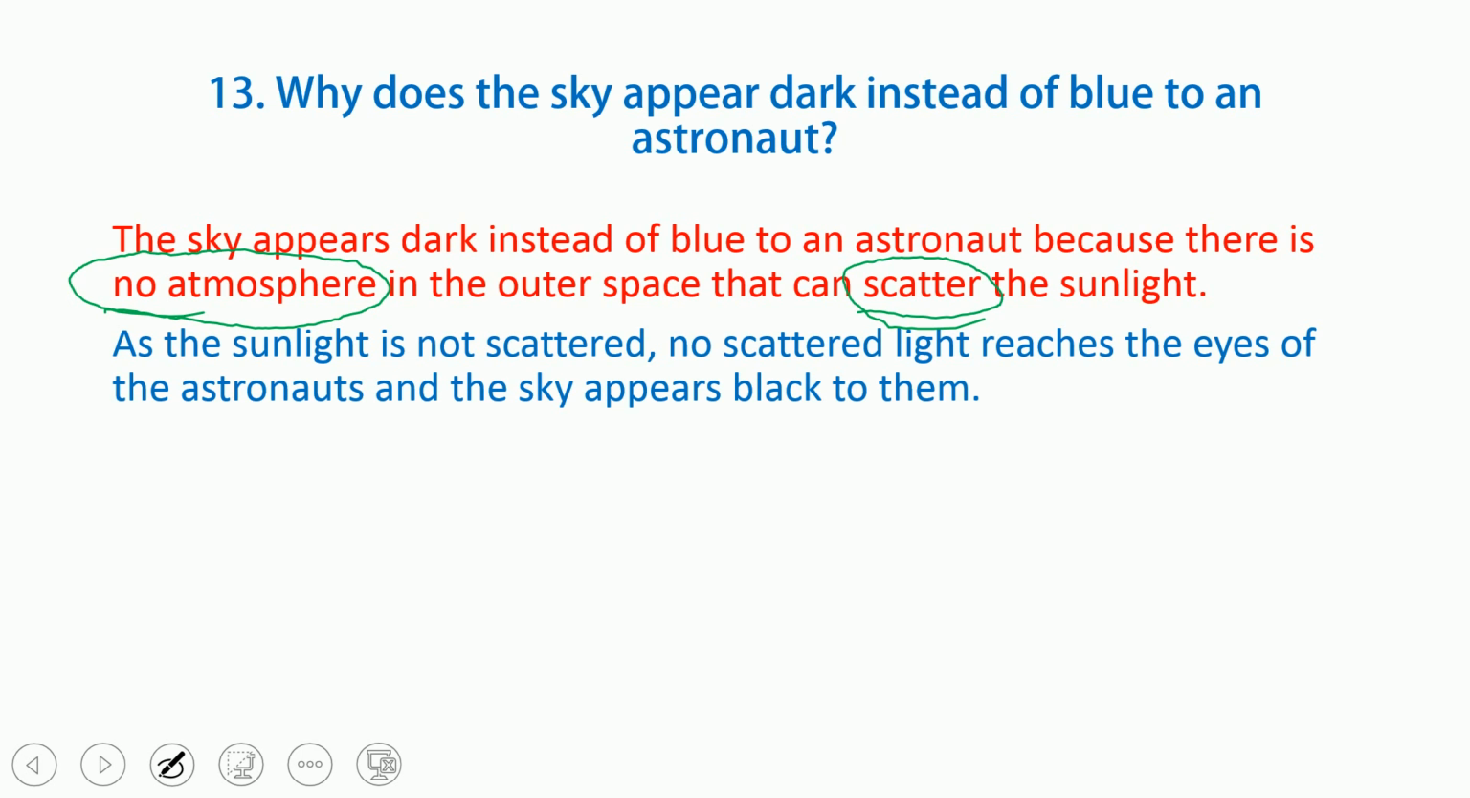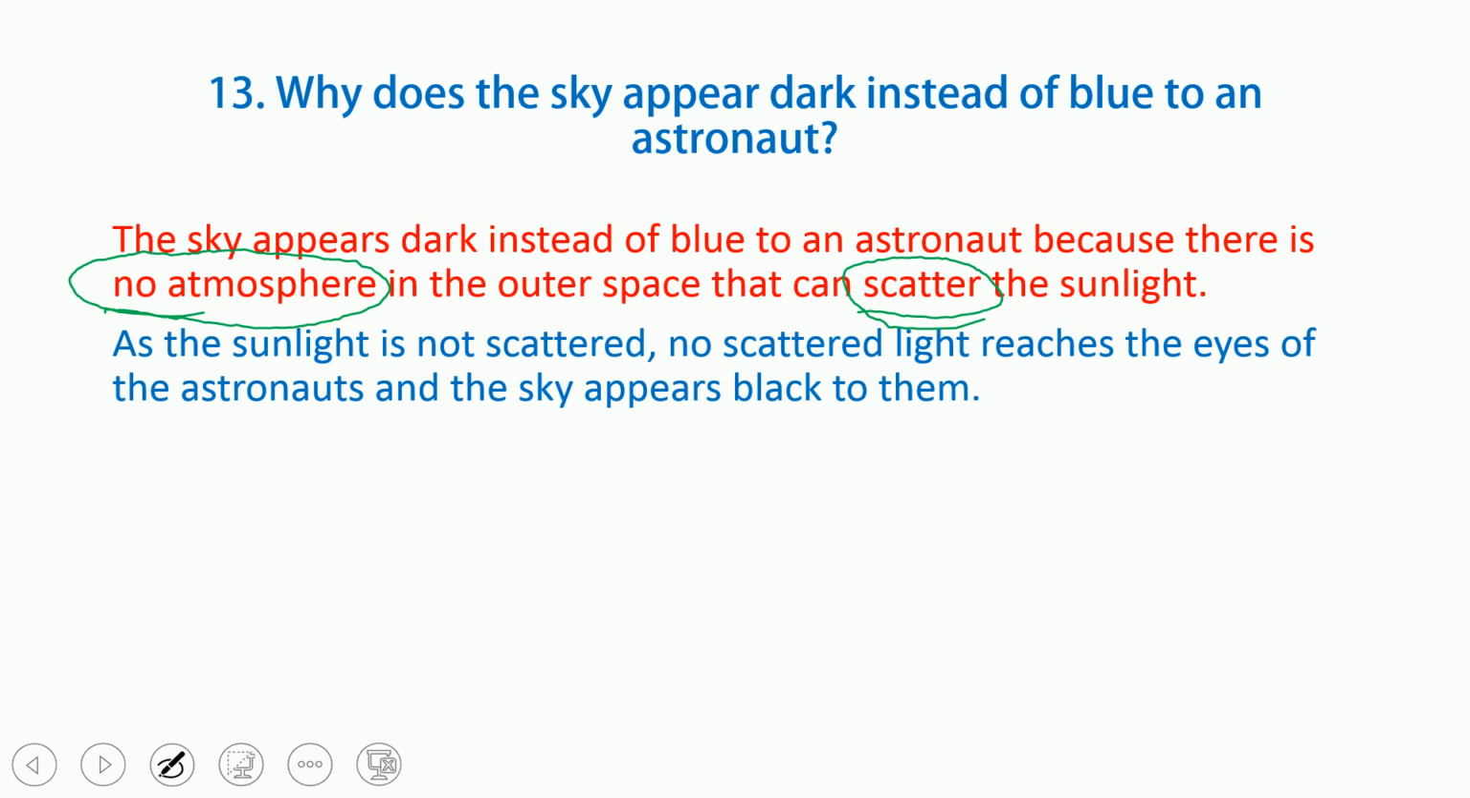And so for visibility, this scattering is necessary. We can see the atmosphere because there is scattering of light in the atmosphere because of the gas molecules, different dust molecules, water molecules, etc. As the sunlight is not scattered, no scattered light reaches the eye. So in order to see the atmosphere, scattered light must reach our eyes. For the eyes of the astronauts, the sky appears black to them.